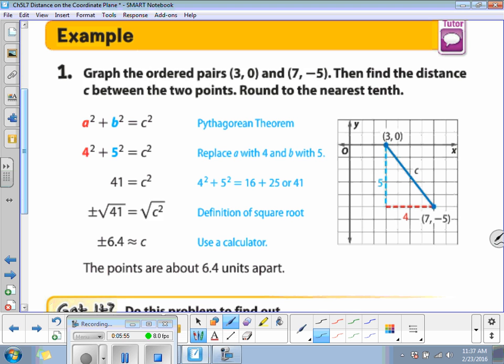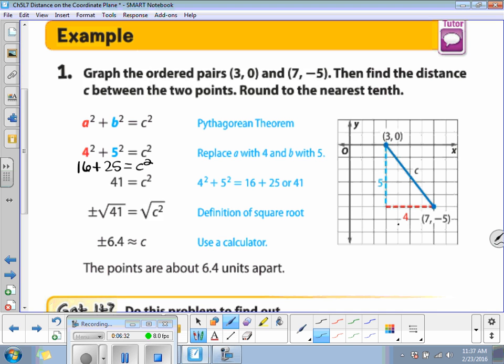Here is (7, -5). To find our legs, all you have to do is count the squares, right? 1, 2, 3, 4, and 1, 2, 3, 4, 5. So we've got 4 and 5. So there are the values for a and b. 4 squared plus 5 squared equals c squared. And then we'll solve for c. So, of course, we're going to show our work in there. We've got 16 plus 25 is equal to c squared. c squared is equal to 41.